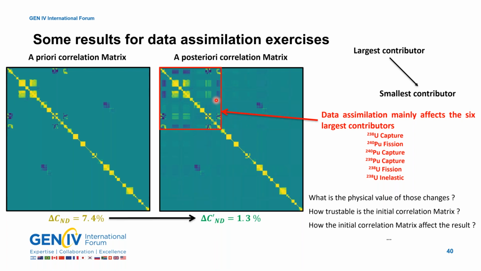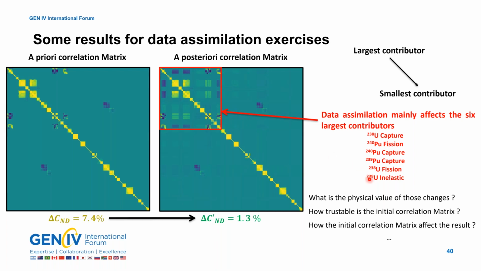In yellow, you have highly correlated parameters, and in blue, highly anti-correlated parameters. So this was before data assimilation, and this is after, when the covariance matrix has learned about the reactivity loss experiment.